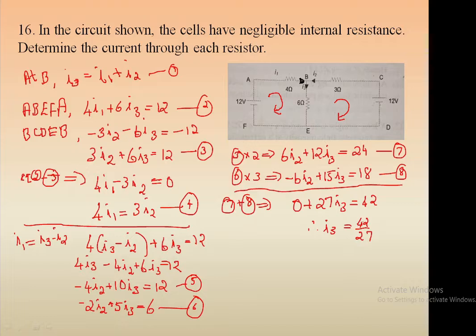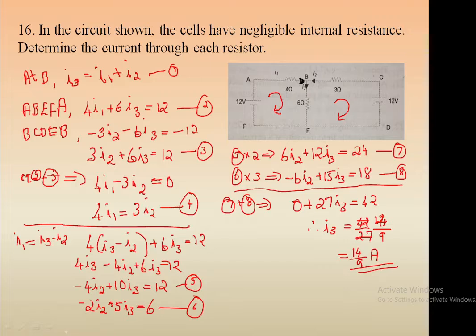So let us have a common parameter, that is 3. So here we have 12, here we have 12, here we have 14 divided by 9. So I3 is equal to 14 by 9 ampere.